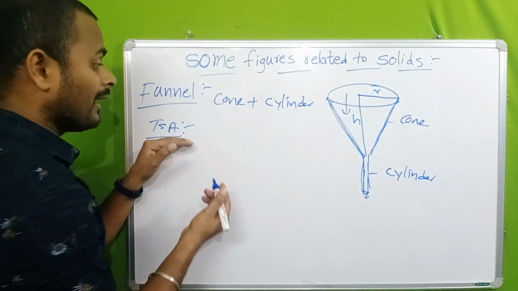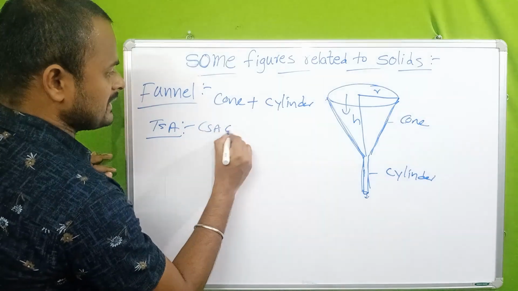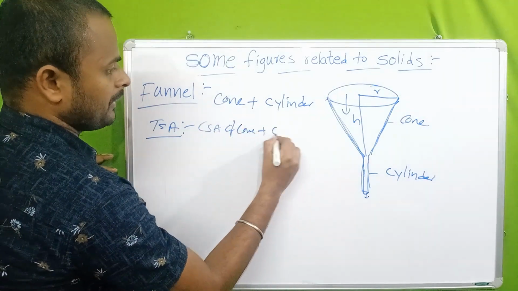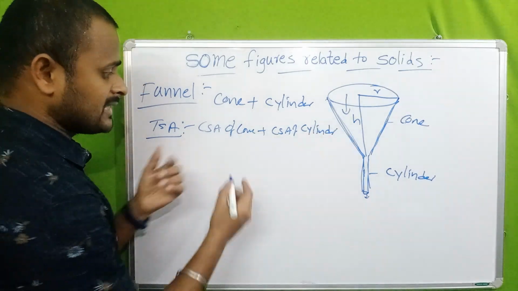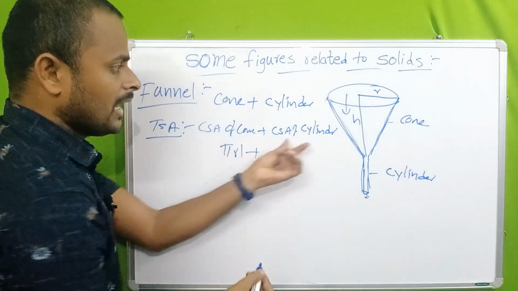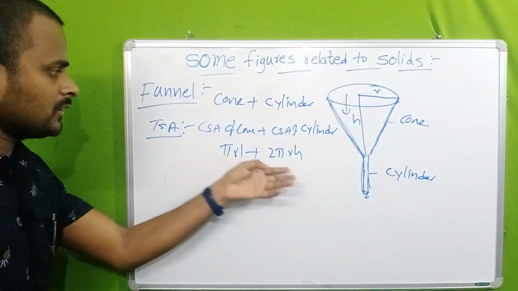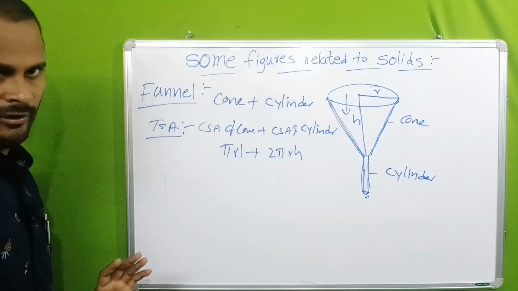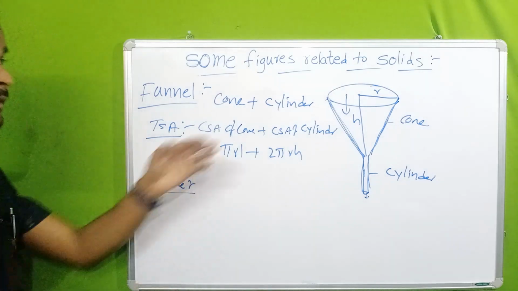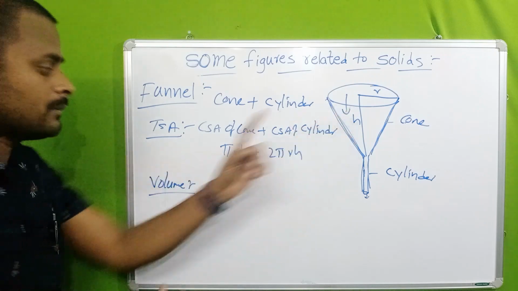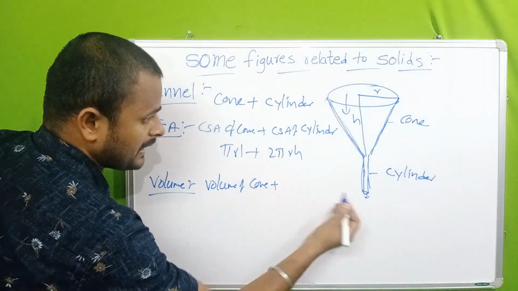So the total surface area of the funnel is the CSA of cone plus CSA of cylinder. What is the CSA of cone? Pi RL. And what is the CSA of cylinder? 2 pi RL. By using these values, you determine the surface area of this funnel. Next one is volume. What is the volume of this funnel? Volume of cone plus volume of cylinder.